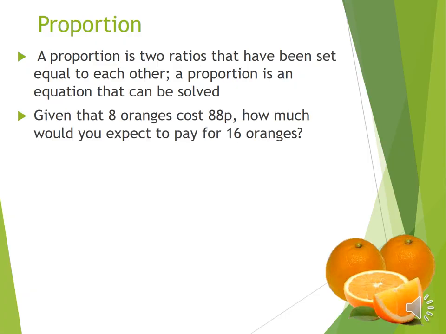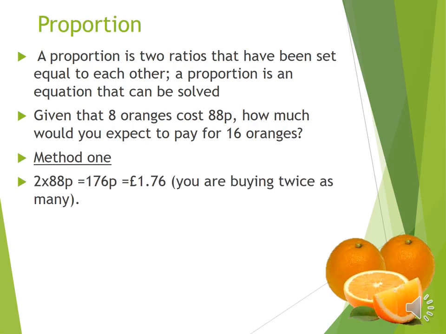Given that 8 oranges cost 88p, how much would you expect to pay for 16 oranges? Well done. Okay, so if this is what you said, £1.76, well, yeah, you're right. 2 times 88 equals 176 pence. 176 is £1.76. You are buying twice as many. So this is what we call proportional.